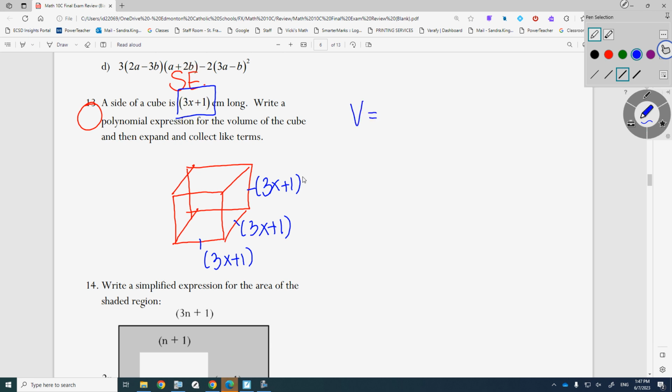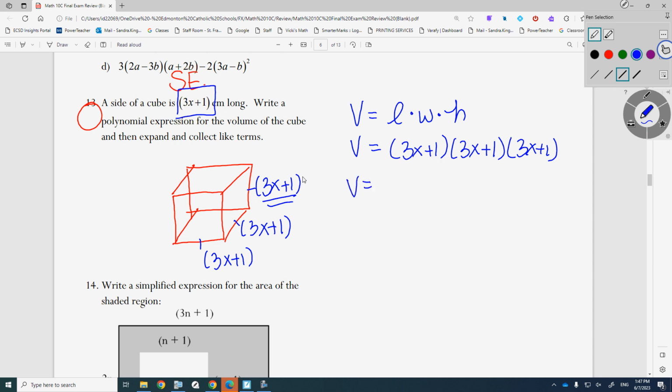So we know from measurement that the volume of a cube is length times width times height. That would be 3x plus 1 times 3x plus 1 times 3x plus 1. I don't know if you remember how we did this in class, but what I told you to do is bring one of these down and then take care of, let's say, these last two binomials by expanding these guys into one bracket.